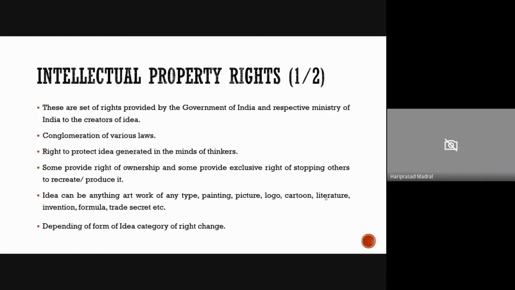So it is basically a right to protect the idea generated by an inventor, and the right is given by the government by constructing a different set of rights. The idea can be of anything. It can be a painting, artwork, novel, a logo, a tagline, but it can be protected under a different set of laws. Depending upon the idea generated, the laws differ.